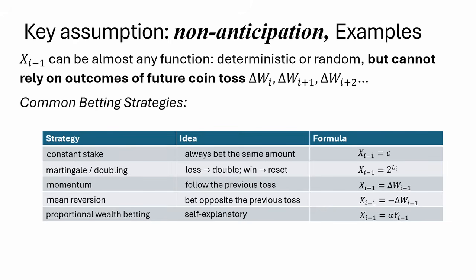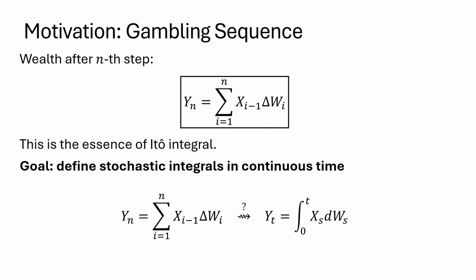And of course, this is by no means an exhaustive list of strategies. The point is, all of these strategies satisfy the non-anticipation assumption. We have no information about future outcomes when we place our current bet. So with that clarified, let's go back to the main objective, defining stochastic integrals in continuous time. First, let's find a continuous analog of the process W.